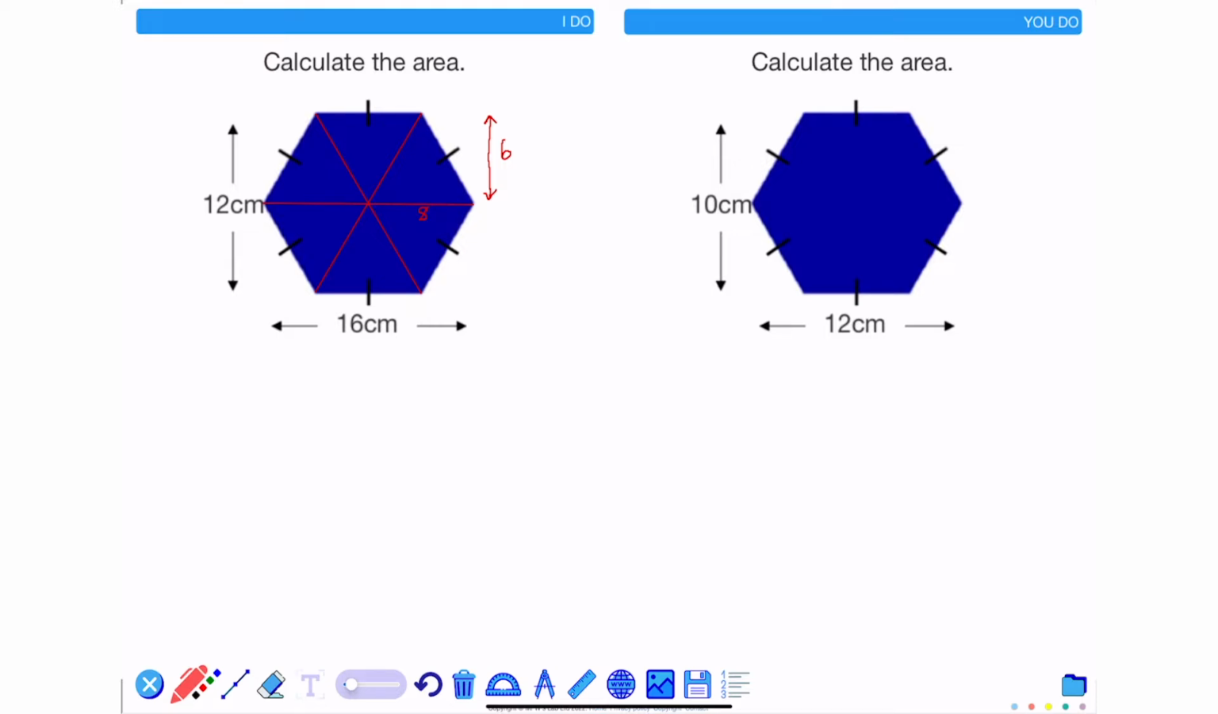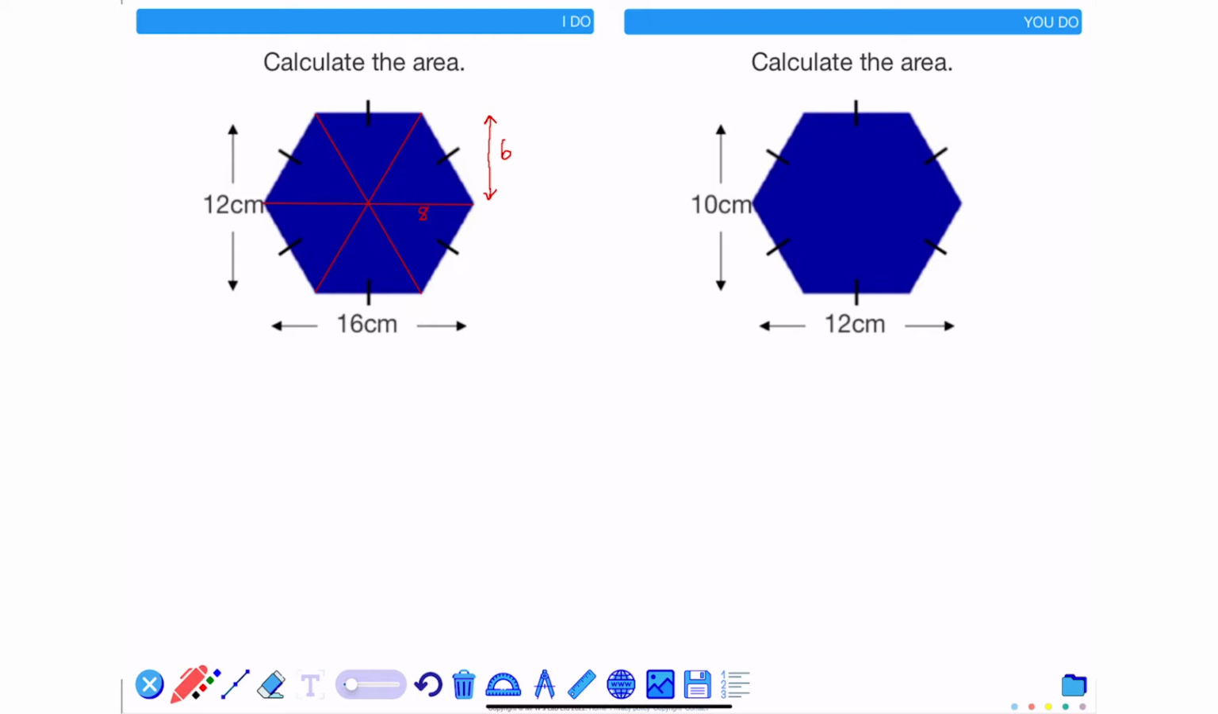Either I now know that the length of the parallel lines of the original trapezium are 8 and 16 and a height of 6, so I can calculate the area of one trapezium and then double it. I can also just work out the area of the equilateral triangle and times it by 6.